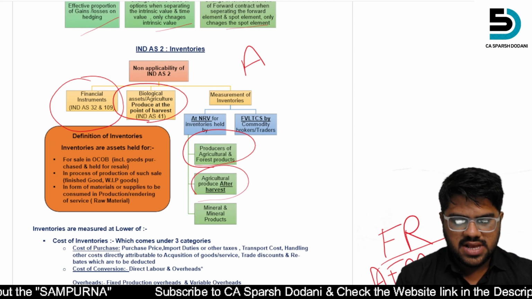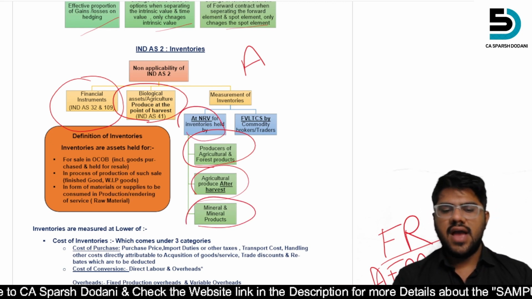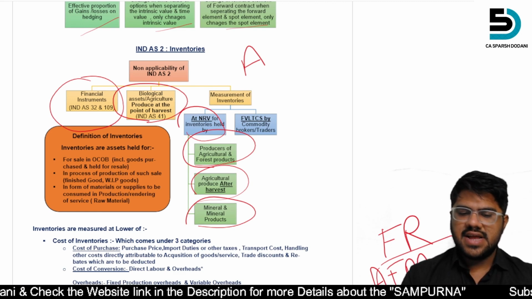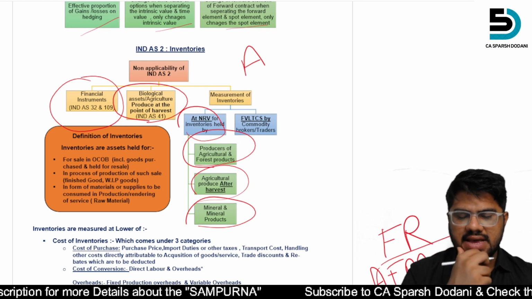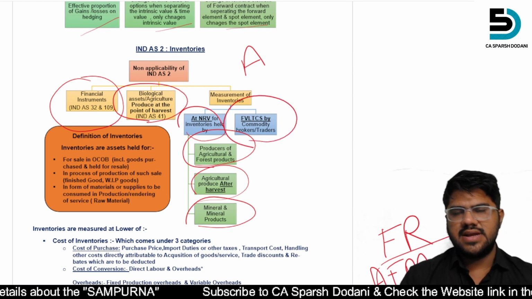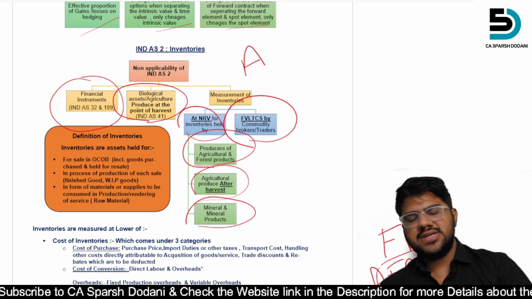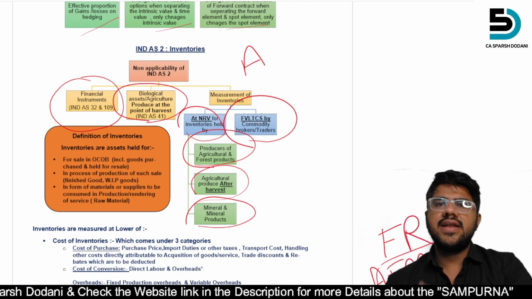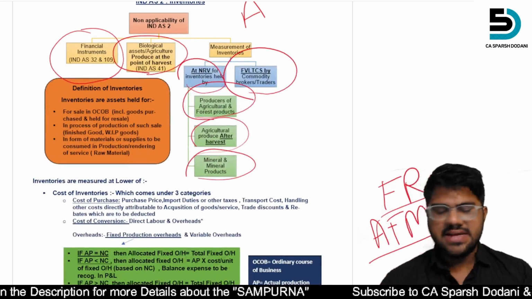Then agriculture produce, mineral, these are the things which are only measured at NRV. And what is FVLCS? That is fair value less cost to sell. So ये किससे adjust होगा? By commodity brokers and traders. Commodity brokers and traders will always measure their inventory at fair value less cost to sell. Okay.